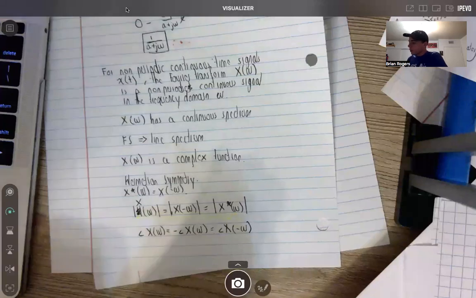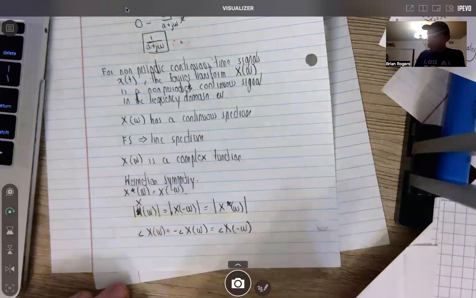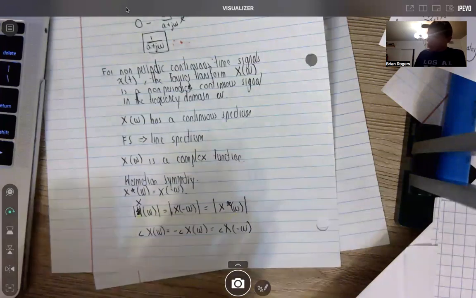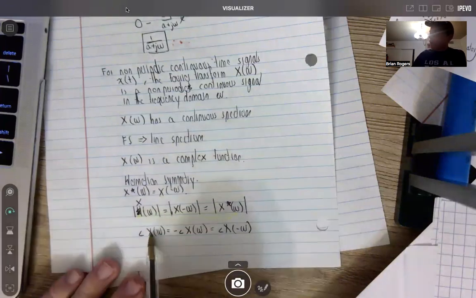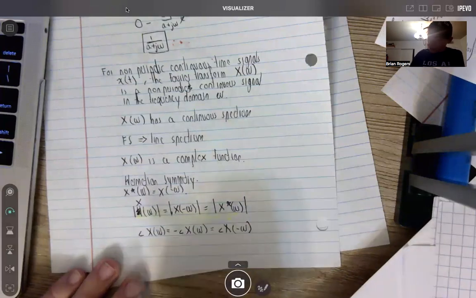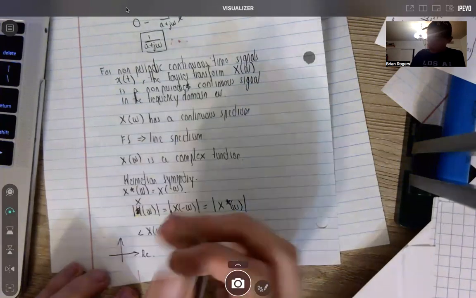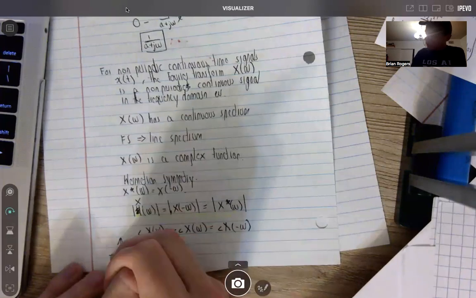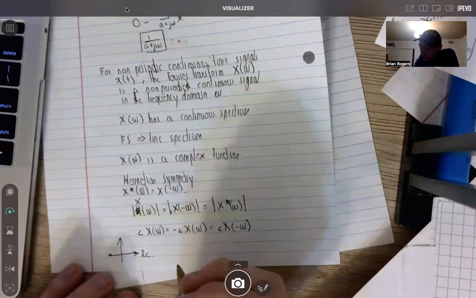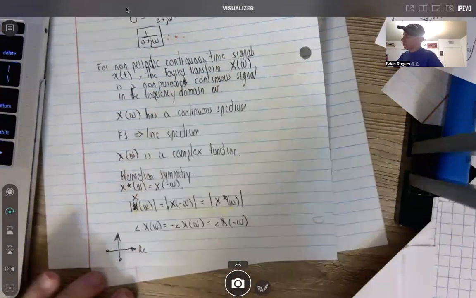And so if x of t is real and even, this is a big thing to notice: when x of t is real and even, that means your phase angle is either 0 or pi, because that's real. Remember, your real axis is always the x-axis, so it's either 0 or pi. But if it is odd, then it's pure imaginary, so it's either pi over 2 or negative pi over 2 for your phase angle here.